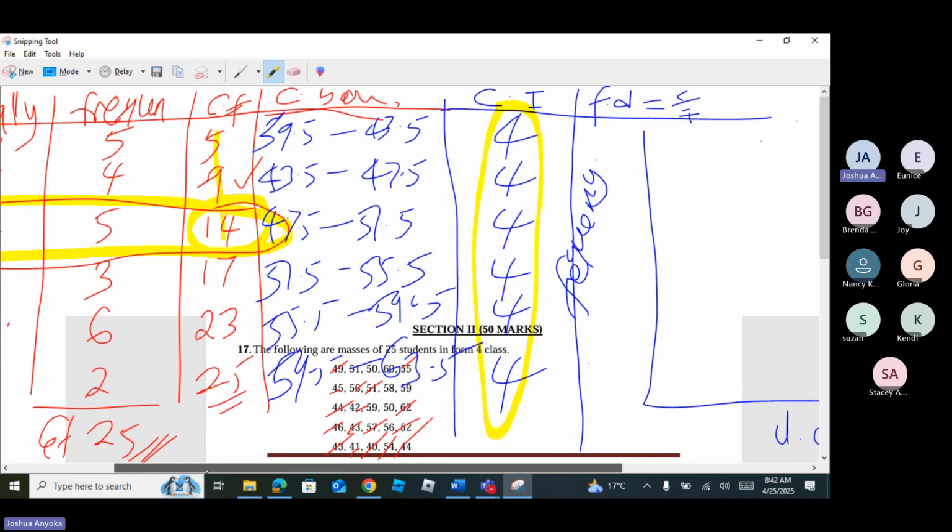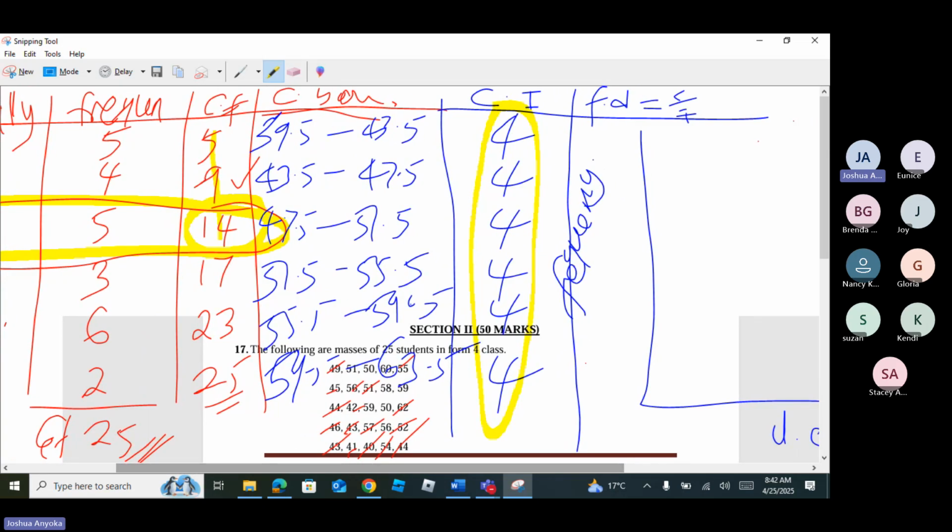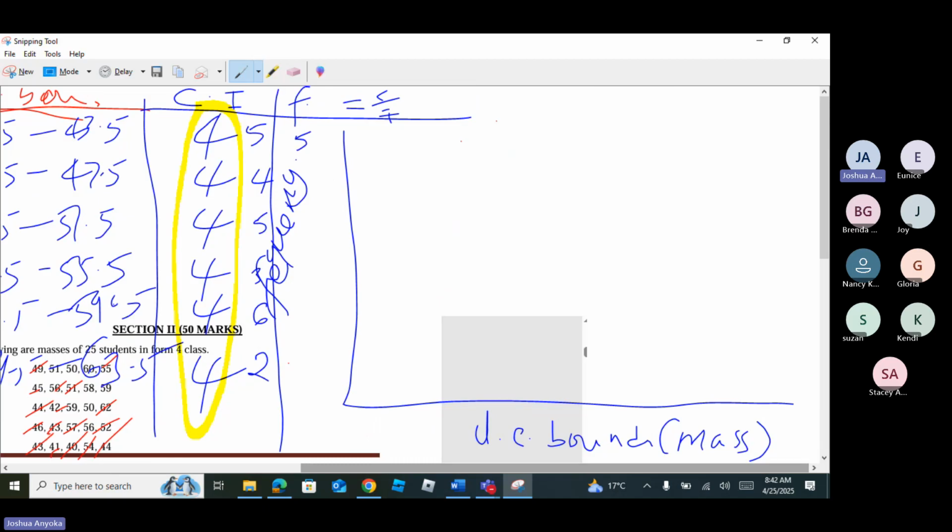Frequencies were somewhere. Let us write them down properly so as not to refer so much. The frequencies we have are 5, 4, 5, 3, 6, and 2. So we have our frequencies. The highest frequency is 6, so we need something that will accommodate 6. 1, 2, 3, 4, 5, 6.